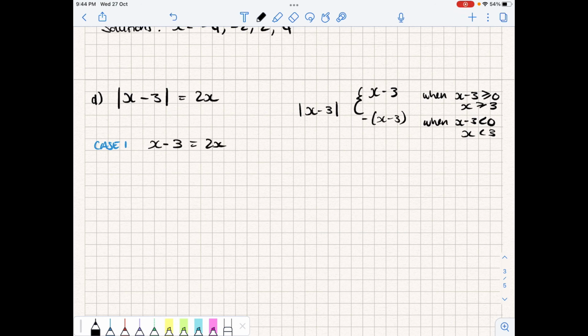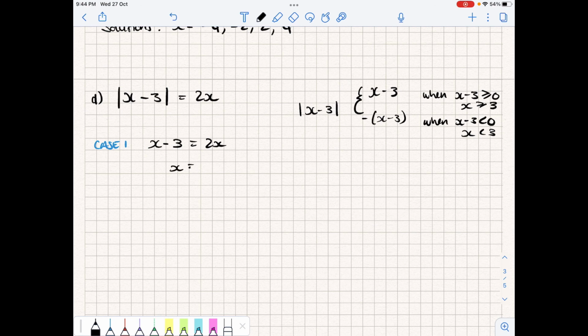Solving for x, we're going to get x equal to negative 3. So we considered the positive case. For the positive case to be valid, x needs to be greater than or equal to 3. My solution is negative 3, and negative 3 is definitely not greater than positive 3, and so this solution is not valid.